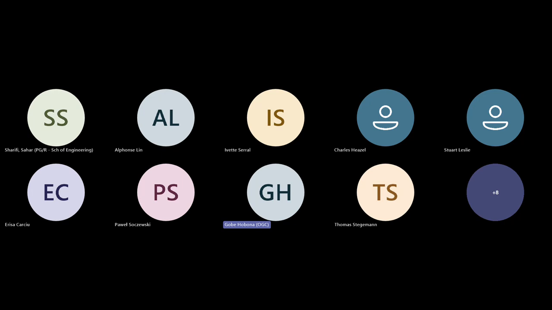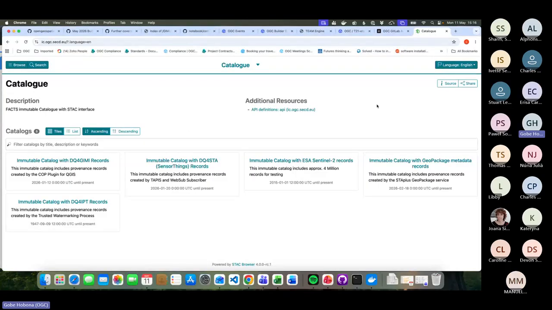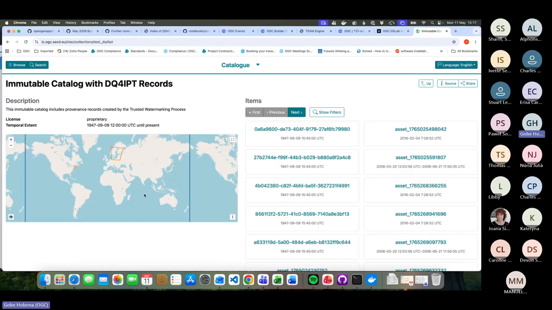This is one of the six components developed in Testbed 21, right? And so there are the different STAC catalogs from Testbed 21. There is the one at the bottom left there, the catalog for DQ IPT. That one is from our work. So this is a regular STAC catalog, but the items are on the blockchain.